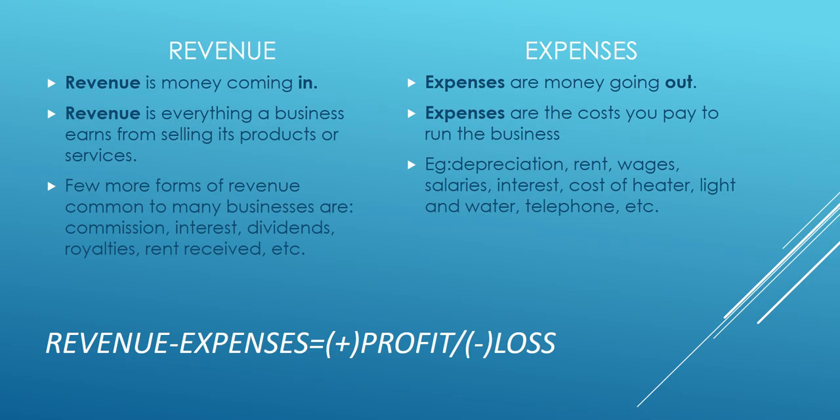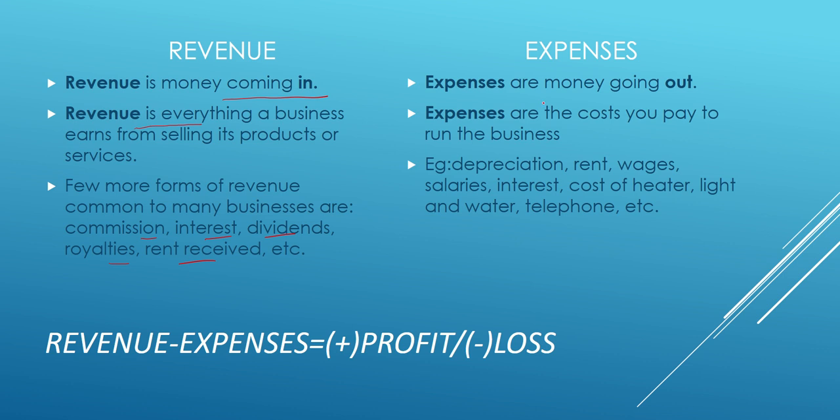Next we'll see what is revenue and expenses. All the money that comes into the business is called revenue. When you sell products and services, whatever the company produces, you get money. That is the major revenue of the company. Apart from that, there are other revenues that the company will generate, like commission, interest, dividends, royalties, or rent if it is letting out something. All these are other forms of income or revenue that a company will receive.